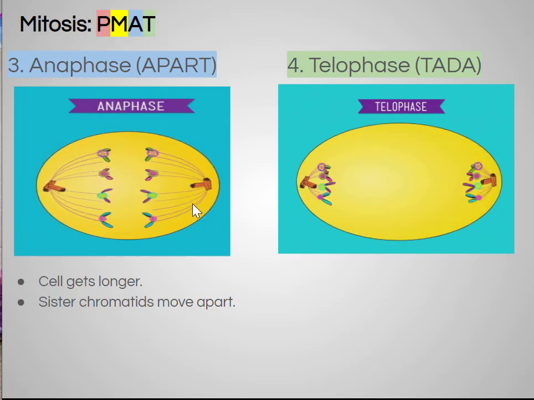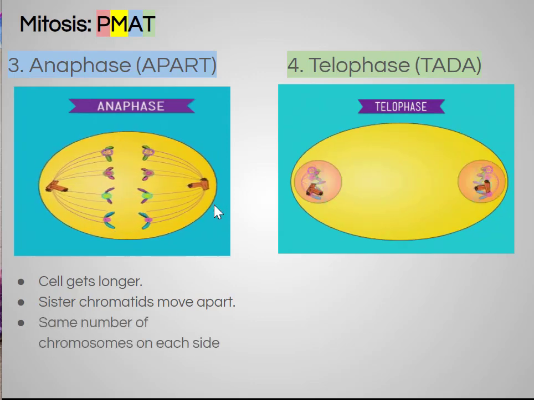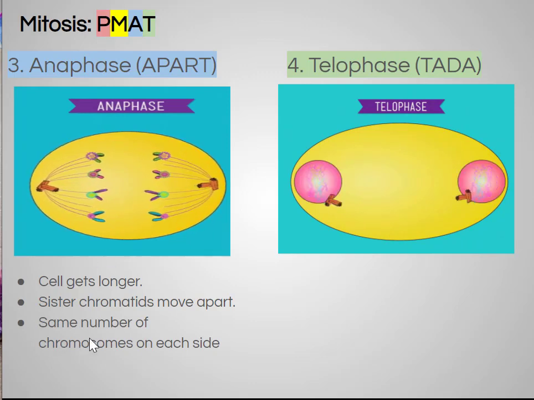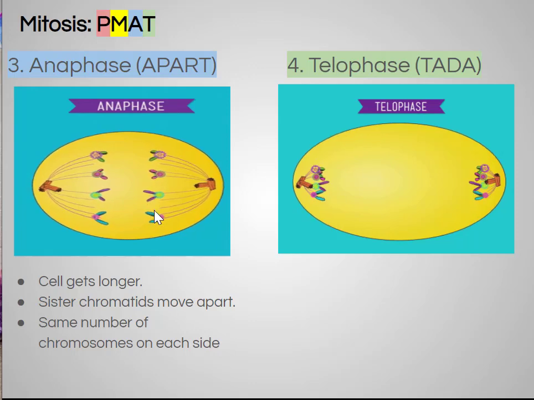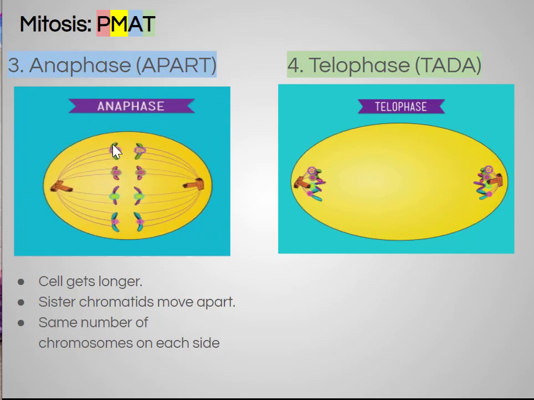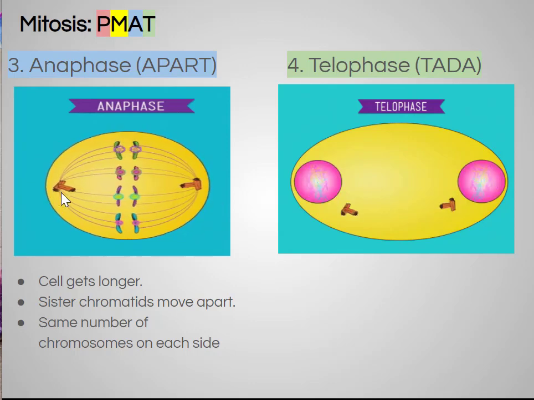So those spindle fibers, it's almost like a little fishing pole. It's like reeling it in. And then if you notice, we now have the same number of chromosomes on each side. I have a green, a pink, a purple, and a blue. On this side, I have 4. And I have a green, a pink, a purple, and a blue on this side.